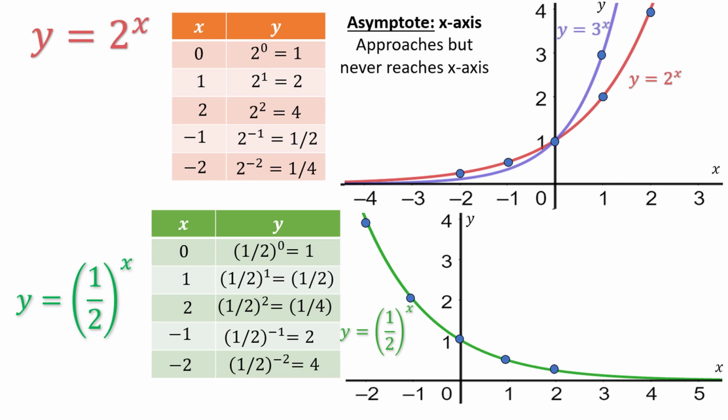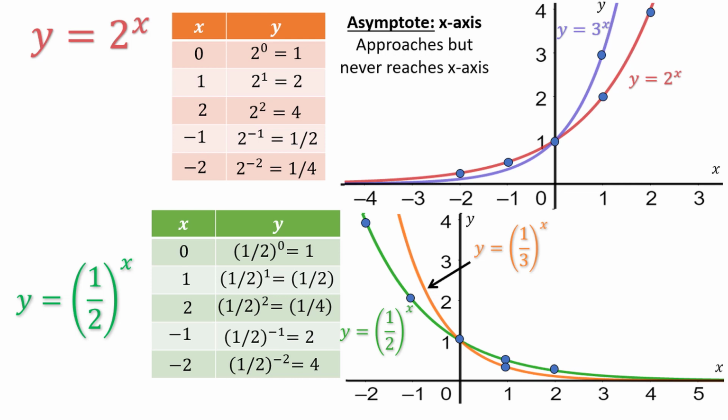Again, we still approach but never reach the x-axis, meaning we are asymptotic about the x-axis, or that the x-axis is an asymptote. Other functions with a base between 0 and 1 will look very similar. Here is what y is equal to 1/3 to the x power looks like. It still has the key points of 0, 1 and 1, a, but a is 1/3 in this case.